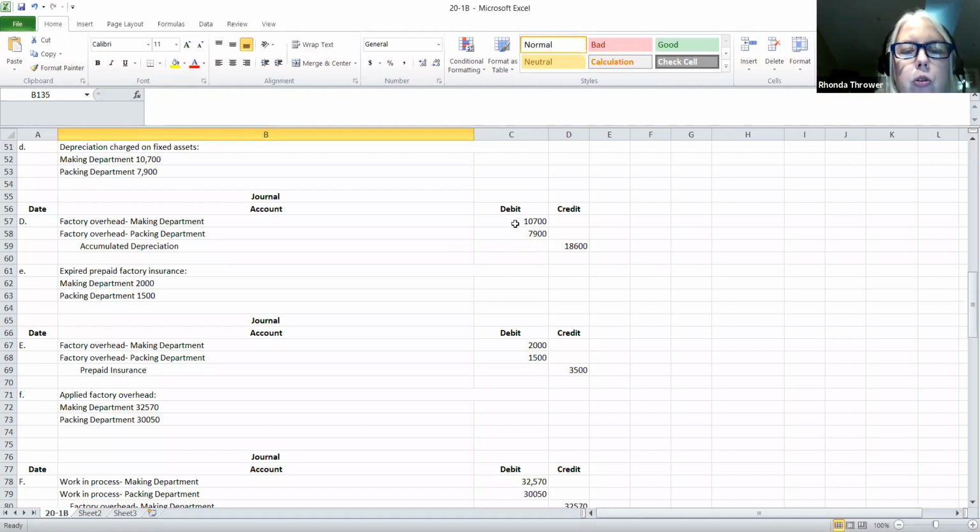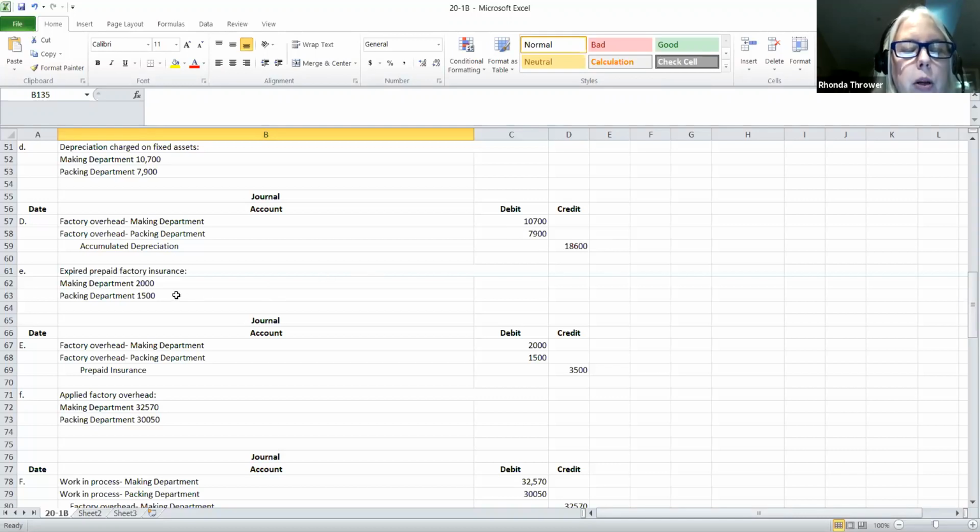So our two depreciation expense accounts are put into factory overhead. One is for the making department because we had some machinery in the making department that depreciated. The other one is for the packing department because we had some machinery in the packing department that depreciated. The two expenses added together will be the credit to the contra asset account accumulated depreciation.